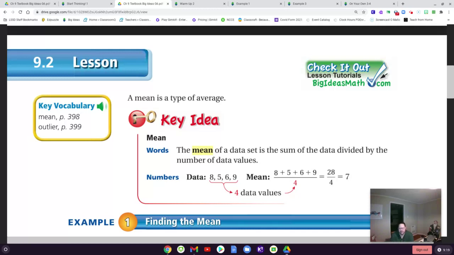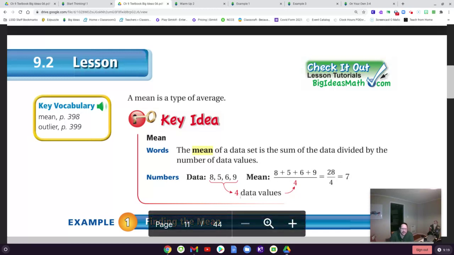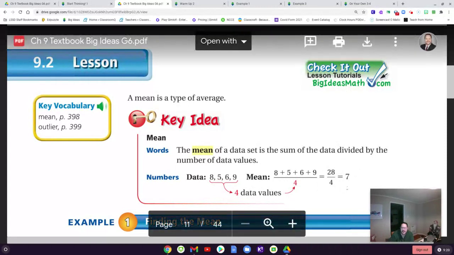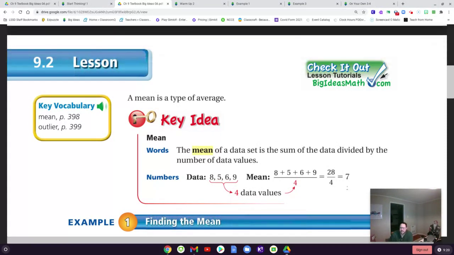So, for example, here, if our data set is 8, 5, 6, and 9, so maybe that's the number of times that you hit the snooze button every morning on your alarm for the last 4 days. And you want to find, on average, how many times you hit the snooze. You would add 8 plus 5 plus 6 plus 9. That is a total of 28. You would divide by 4, because that's how many numbers are in your data set. And it tells you that on average, you hit the snooze button 7 times. So that is how you find the mean.